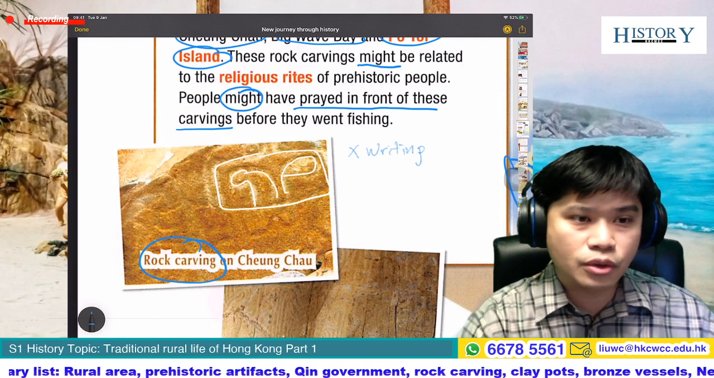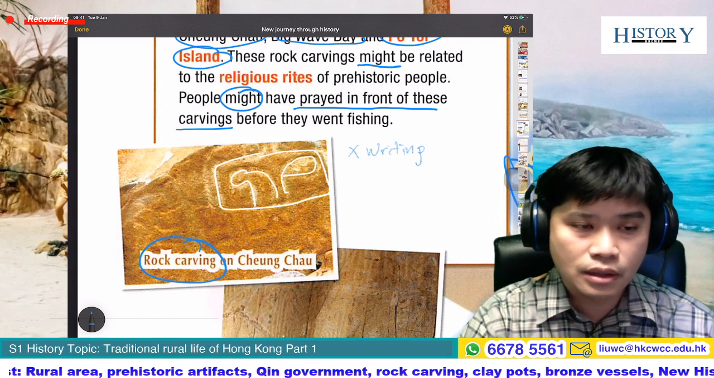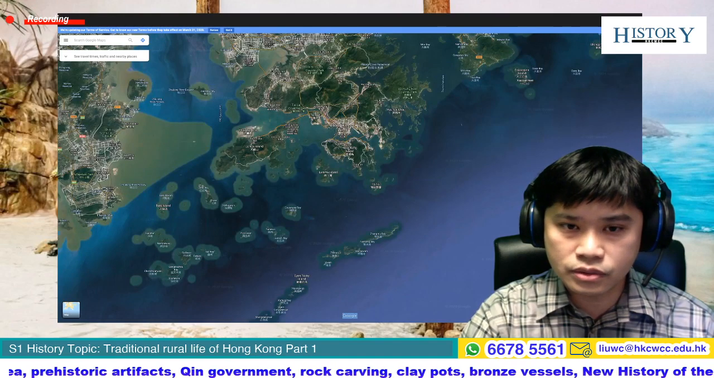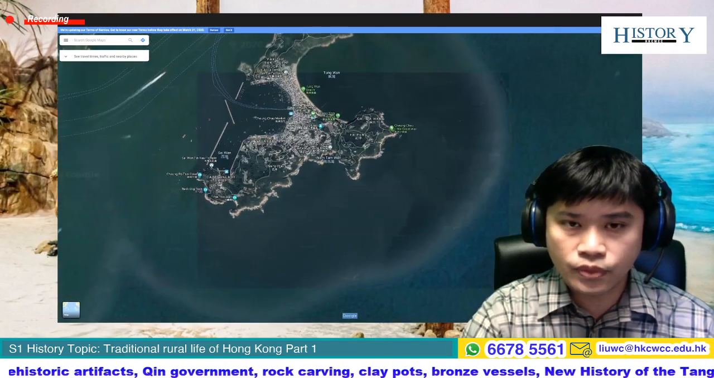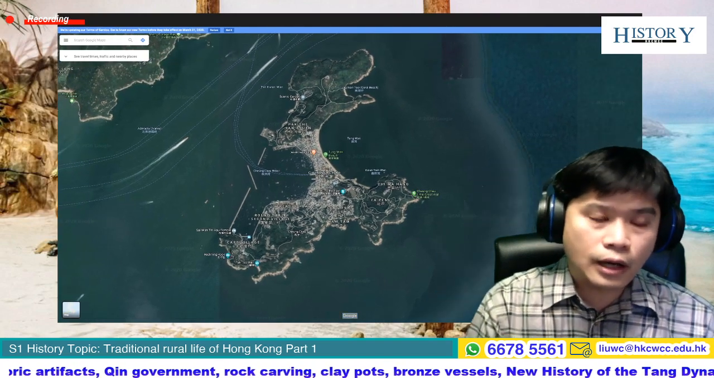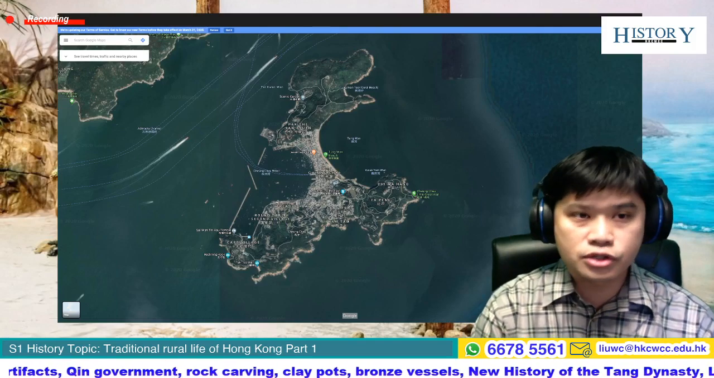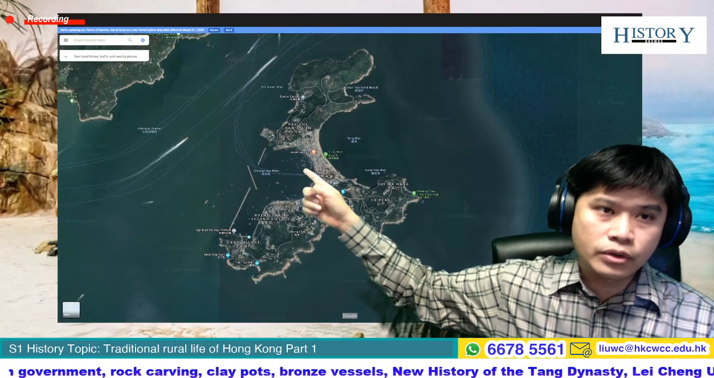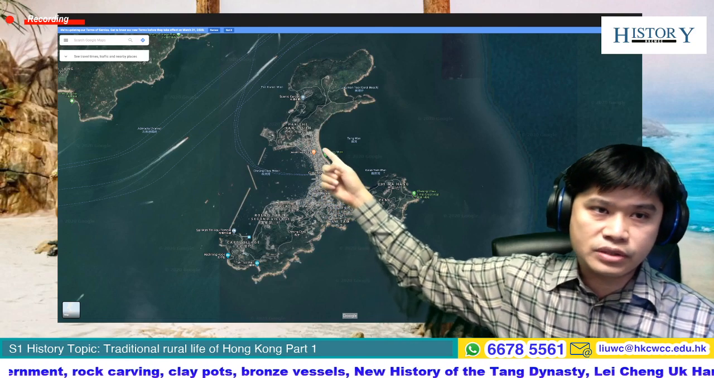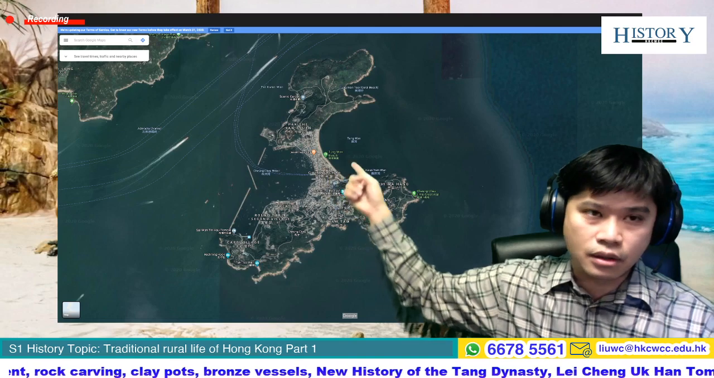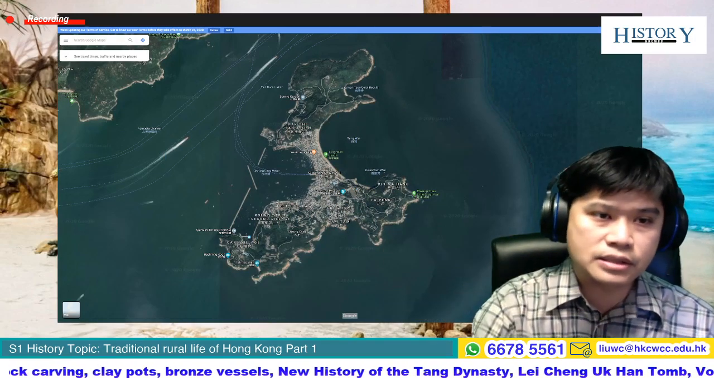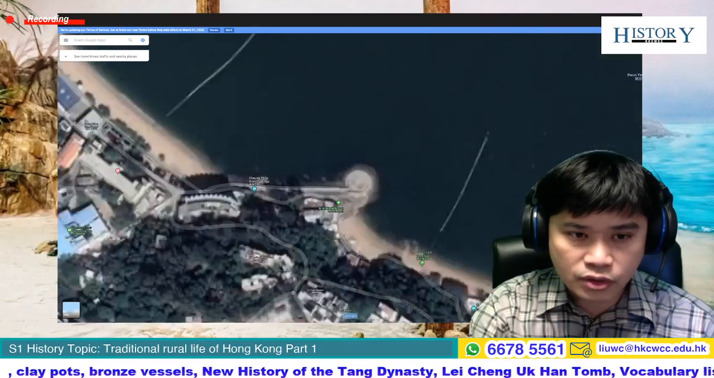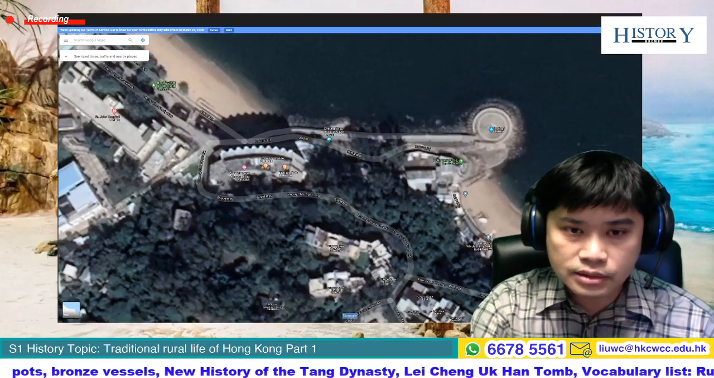Let me show you where this rock carving is. Let's go back to Google Map. We now go to Cheung Chau. I think most of you may have visited Cheung Chau before. That would be the ferry pier, the port. When you arrive at Cheung Chau, many of you would like to visit the east, Dong Wan. This is a very nice beach. If you go to the east, there is a very famous hotel in Cheung Chau, Cheung Chau Hua Wei Hotel.